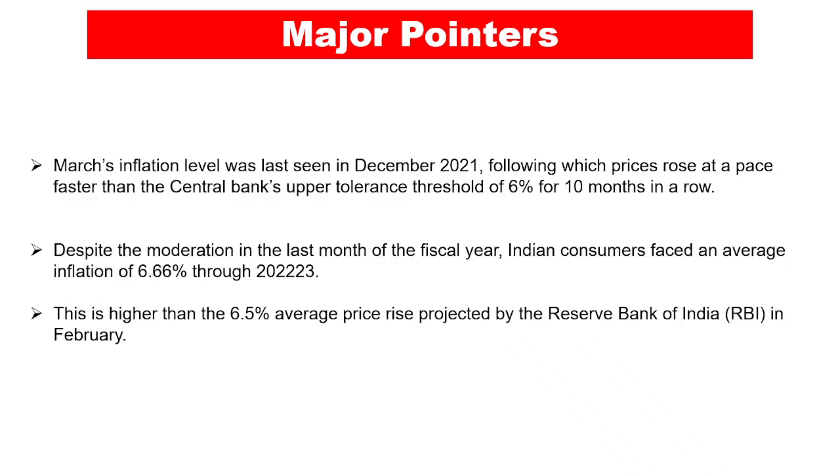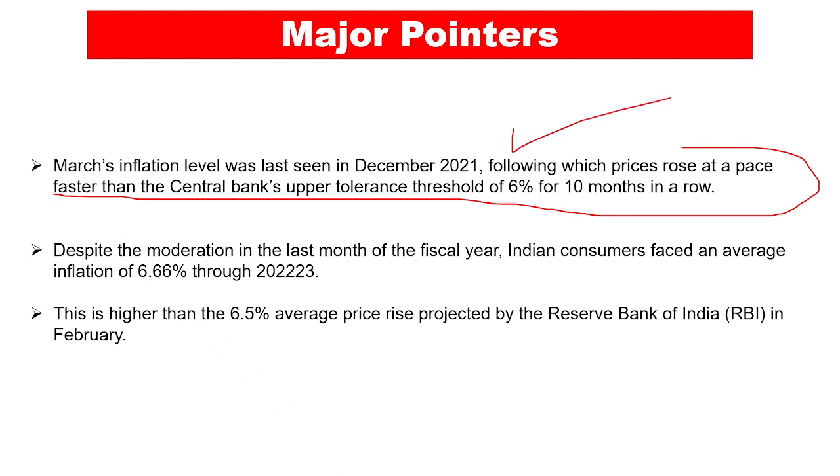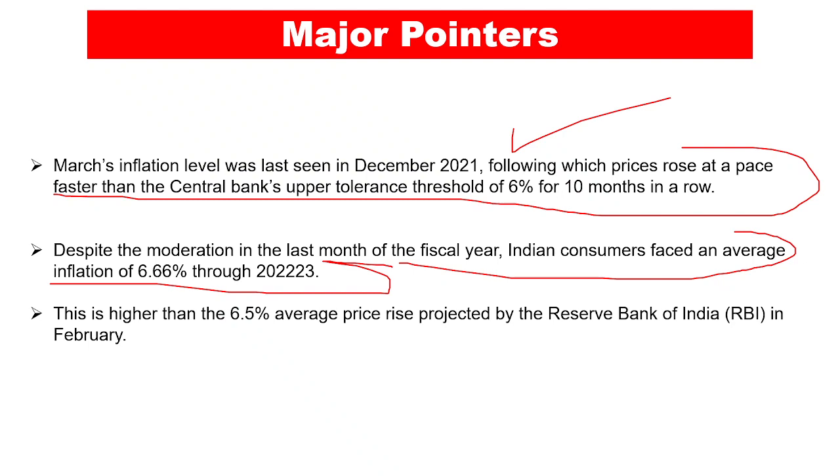This kind of low inflation was last seen in December 2021, following which prices rose at a pace faster than the central bank's upper tolerance limit, or upper threshold, of 6% for 10 months in a row. And despite the moderation in the last month of the fiscal year, India's consumers have faced an average inflation of 6.66% through the 2022 to 2023 year, right? This is higher than the 6.5% average price rise projected by the Reserve Bank of India in February.